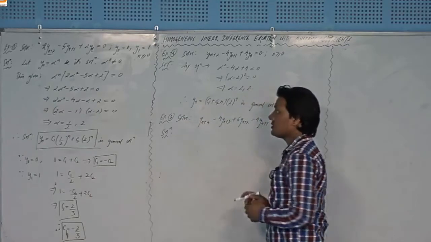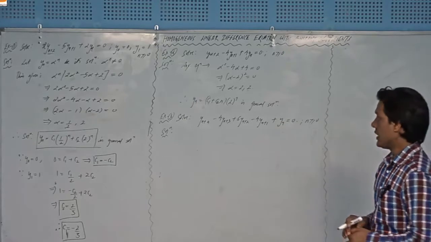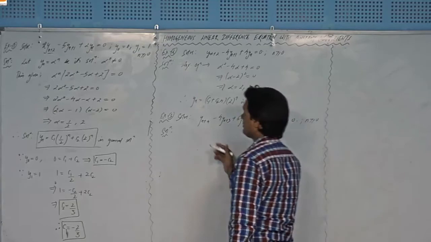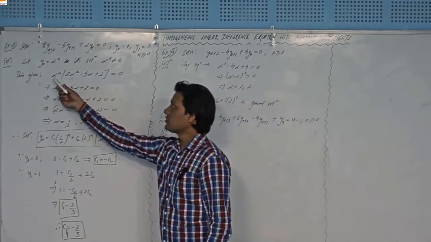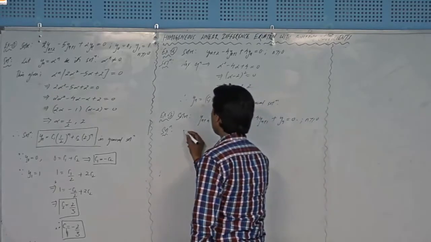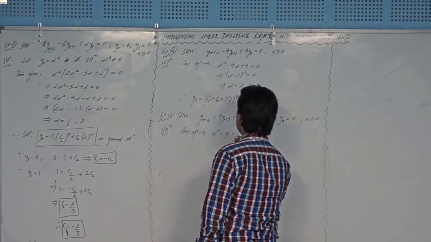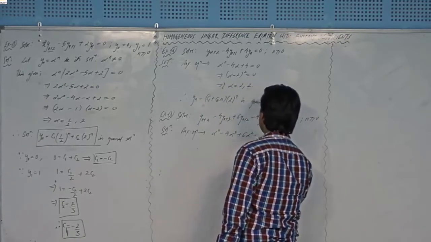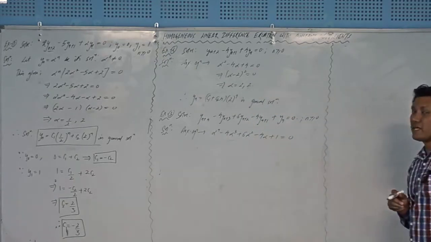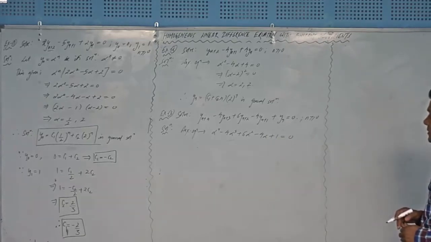Again starting with the same thing, let y(n) equal to alpha to the power n be the solution, where alpha to the power n is not equal to 0, and then plugging that alpha to the power n here, and knowing that alpha to the power n is not equal to 0, I will get an auxiliary equation: alpha to the power 4 minus 4 alpha cube plus 6 alpha square minus 4 alpha plus 1 equal to 0. So you have got a biquadratic equation, an equation of degree 4. So you have to factorize it.